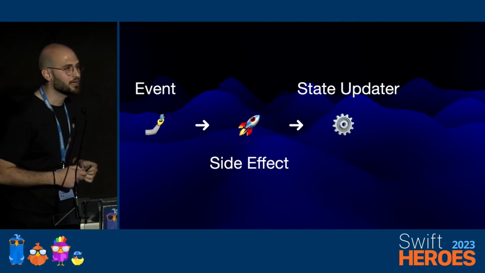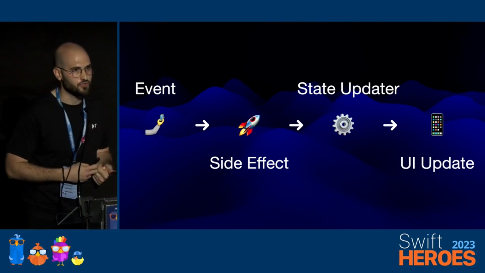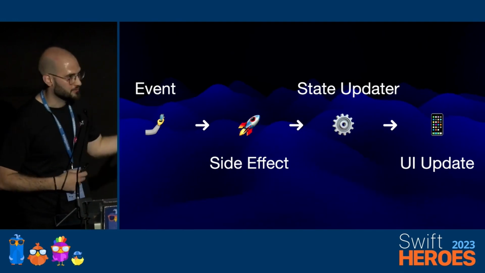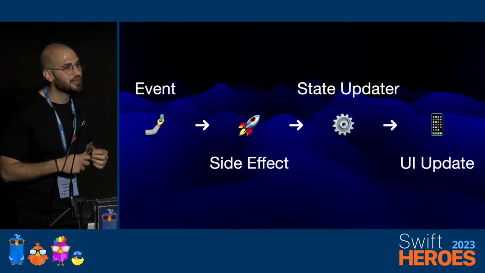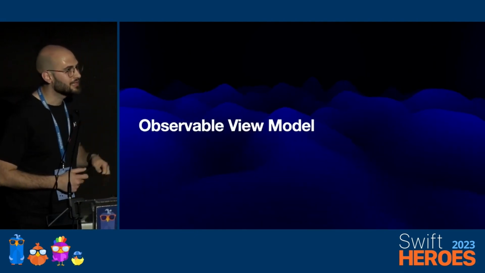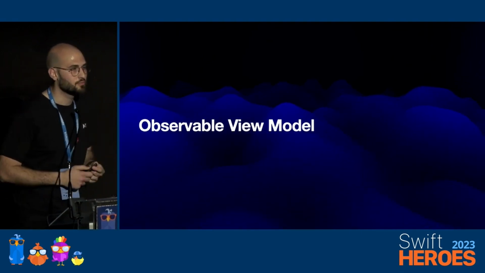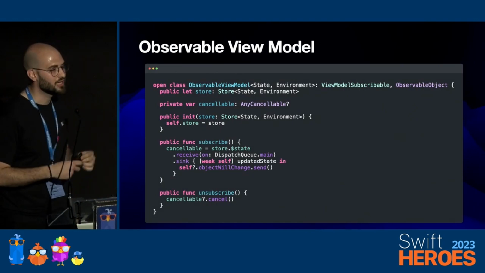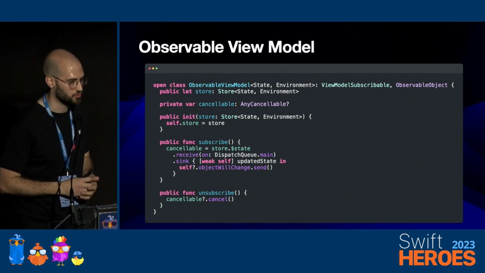But as the last part of this process, the app will update the UI. So we can say that the central part of this process, the two steps at the center, are led by side effects and state updaters. Instead, the last part is led by this object that is the observable view model. This object is our solution to decouple and abstract the UI from the store and the business logic.